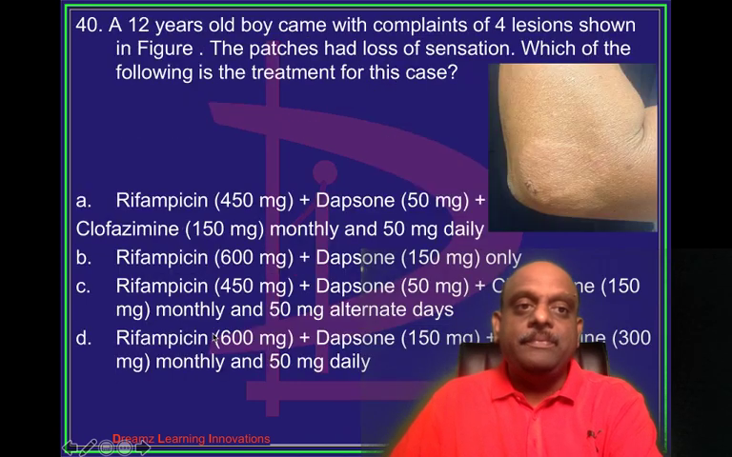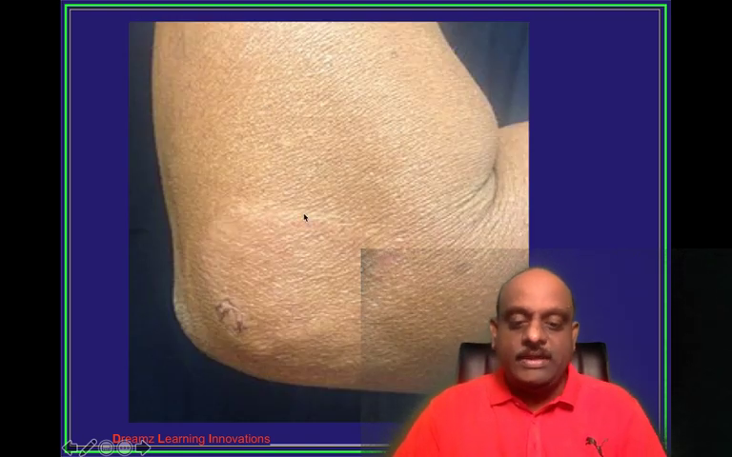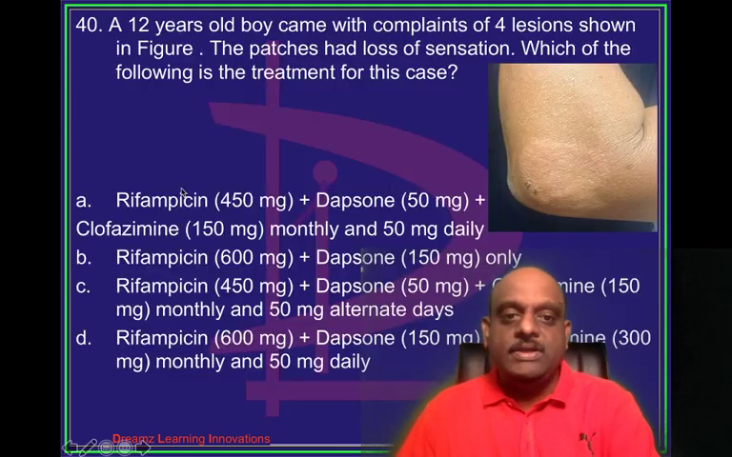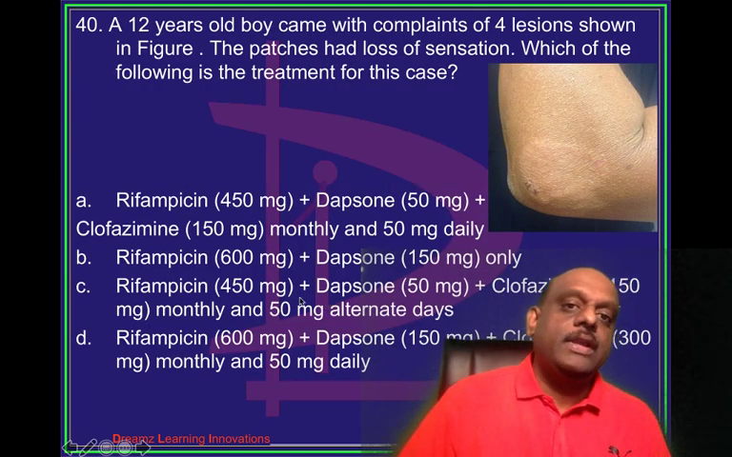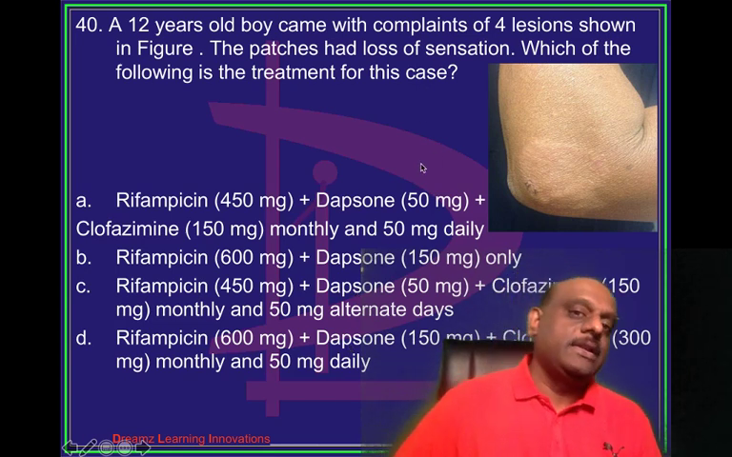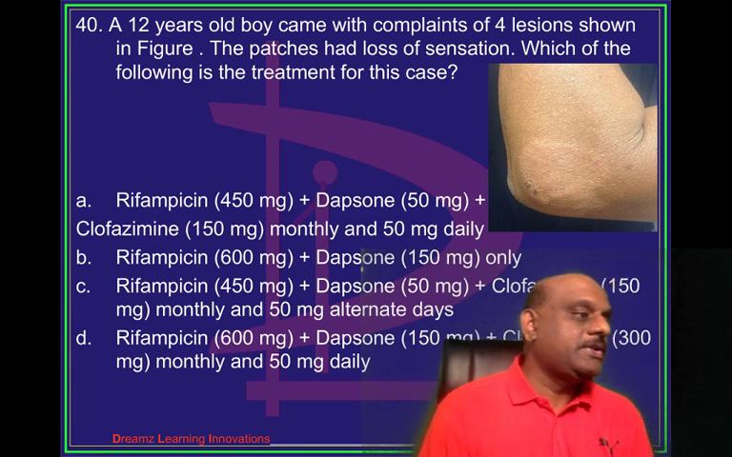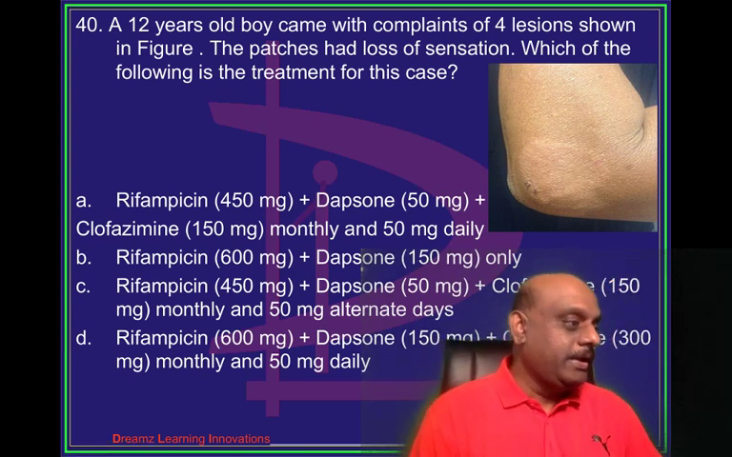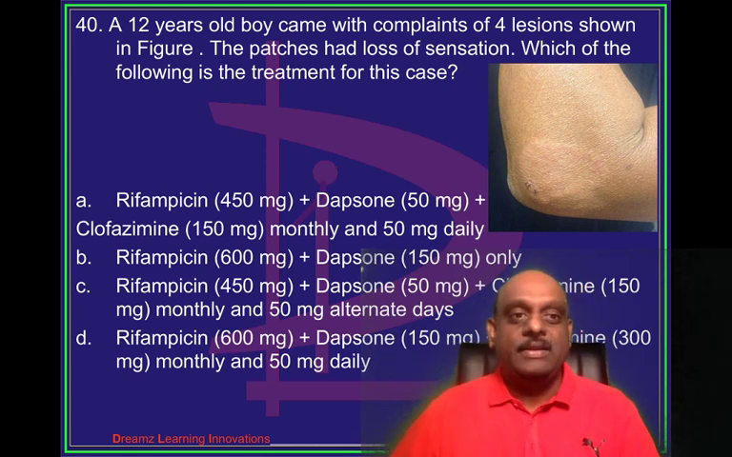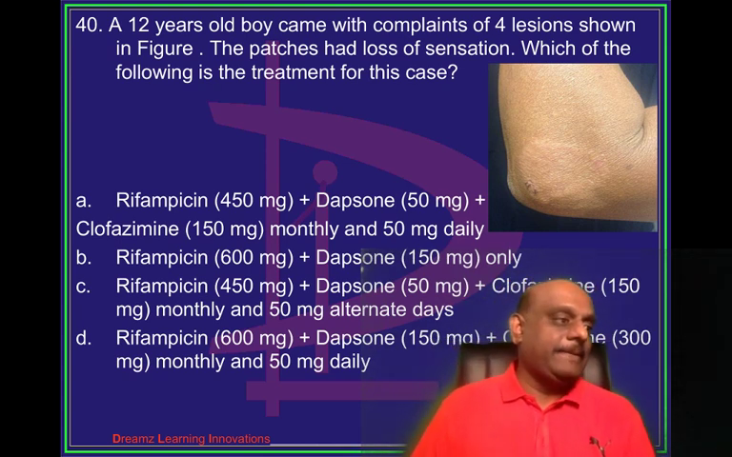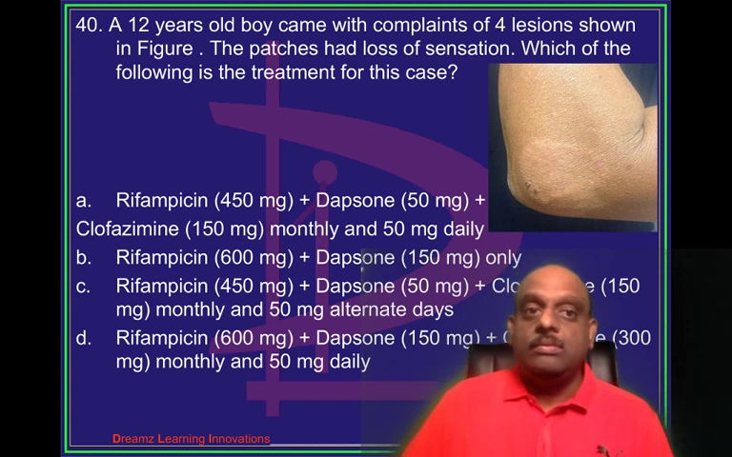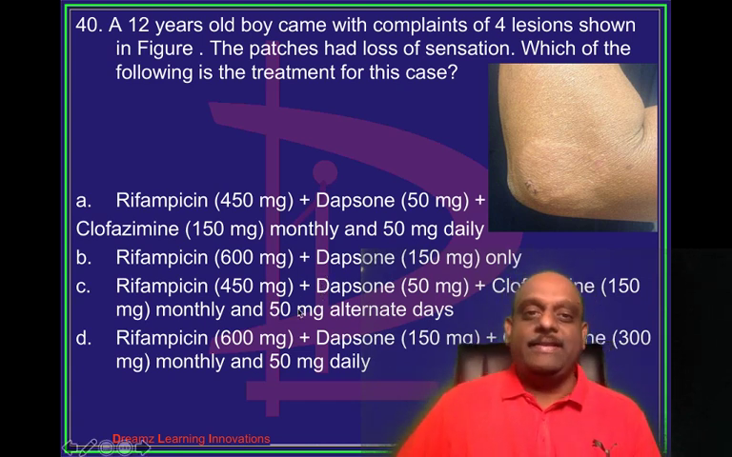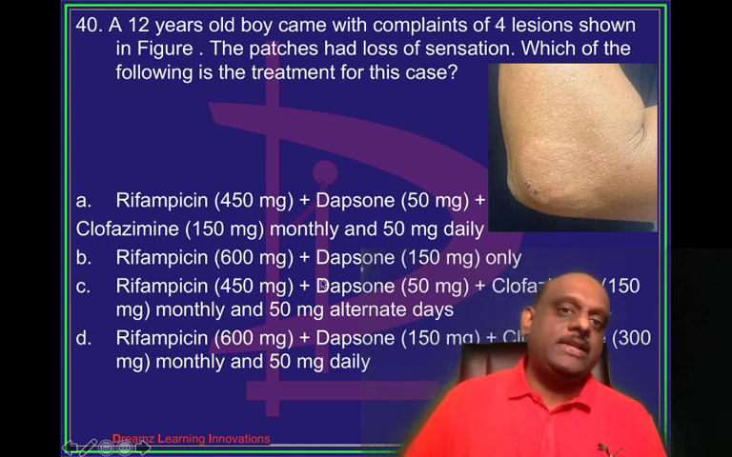So a 12-year-old boy is complaining of 4 lesions like this. He also has patchy loss of sensation. Then what is the treatment in this given case? Question number 40. So, 12-year-old boy, 4 lesions like this, patchy loss of sensation. What is the treatment of this case? Should you answer?